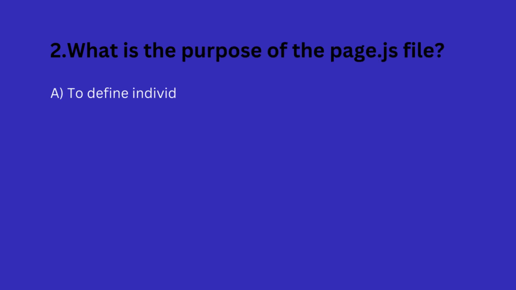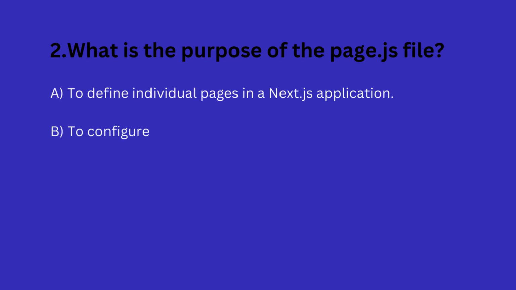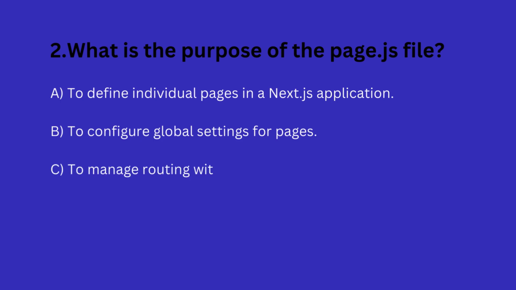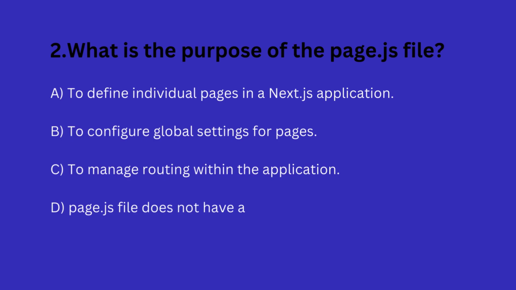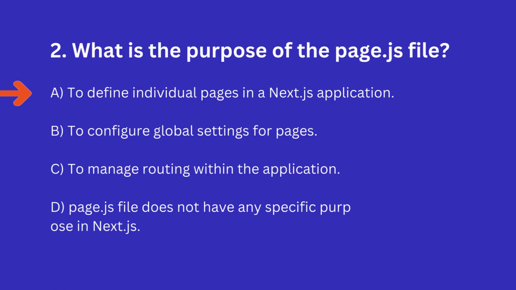2. What is the purpose of the page.js file? A. To define individual pages in a Next.js application. B. To configure global settings for pages. C. To manage routing within the application. D. Page.js file does not have any specific purpose in Next.js. Correct answer is option A.